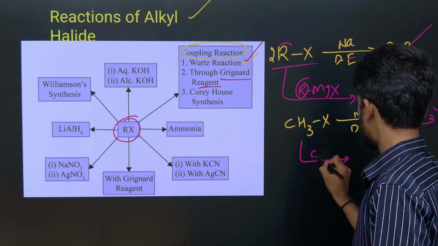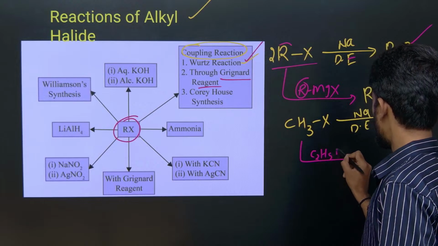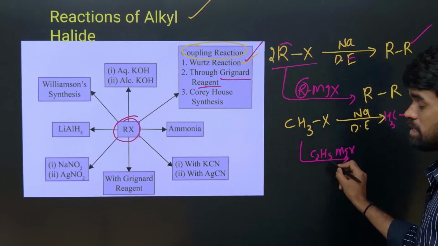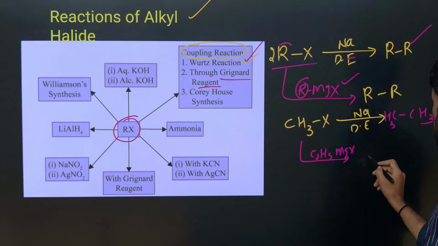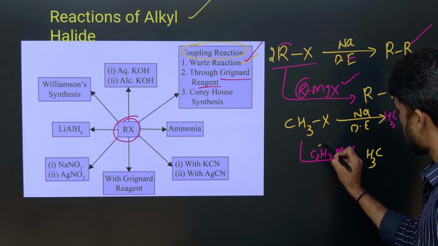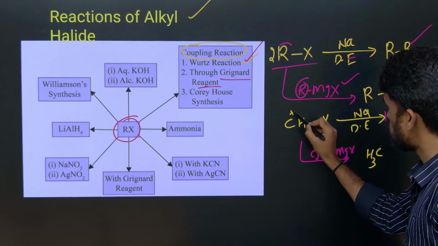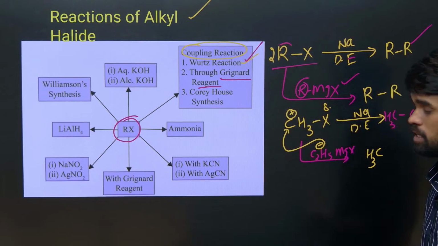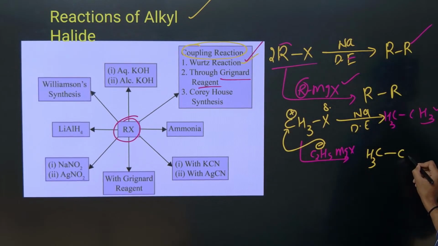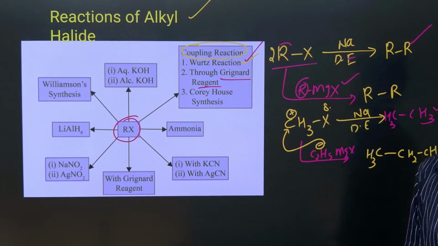C2H5MgX. So what is this? Ethyl magnesium bromide, which is an example of RMgX, will be reacting with methyl chloride. Why does it react? This has negative charge, this has positive, and this has partial negative, therefore it attacks over there and generates CH3CH2CH3. So propane is obtained in this reaction. I hope it is clear.